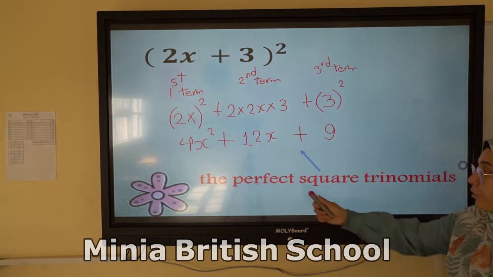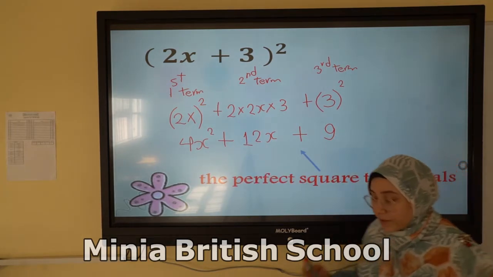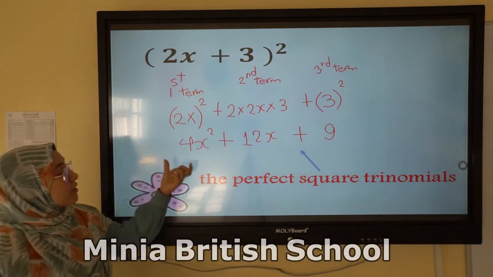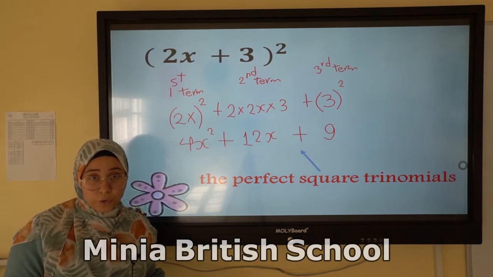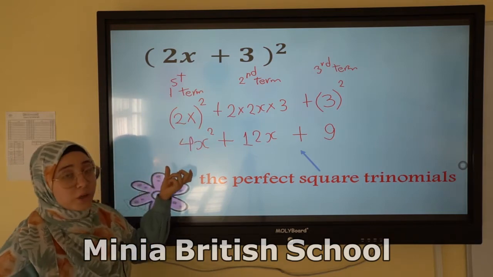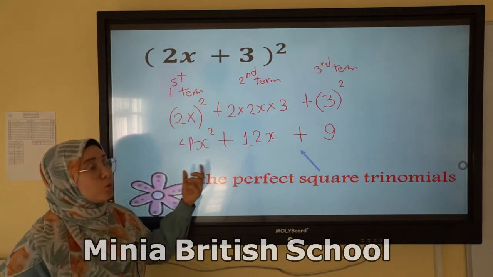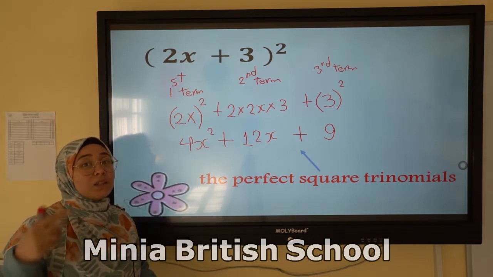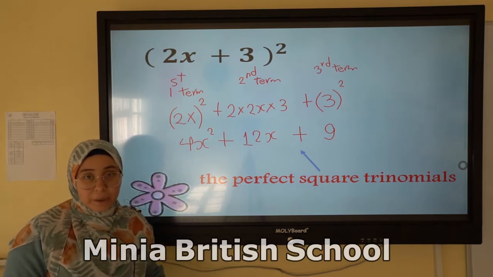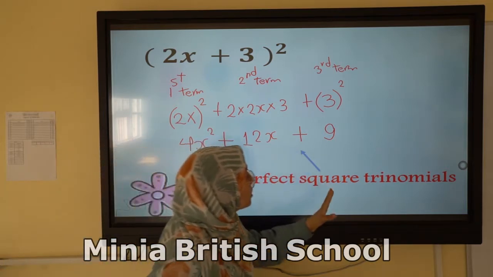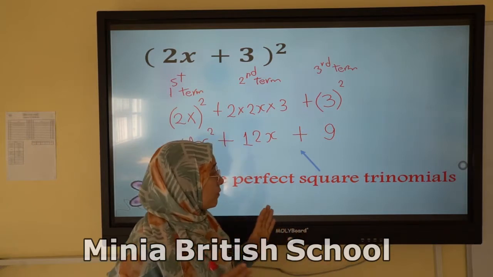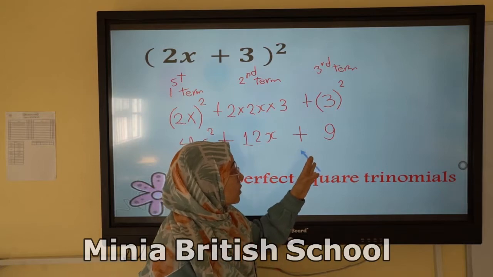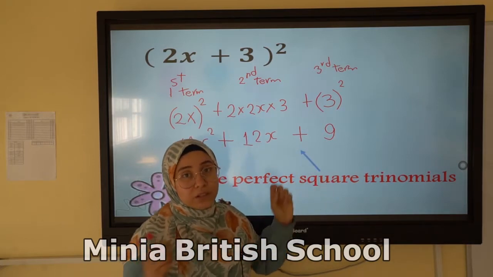Okay? Perfect square trinomial. And the properties of the perfect square trinomial: the first term is a perfect square. 4x power 2: 4 is a perfect square, x power 2 is a perfect square. So 4x power 2 is a perfect square, and it is always a positive number. And also the third term is a perfect square, and its sign is always positive.